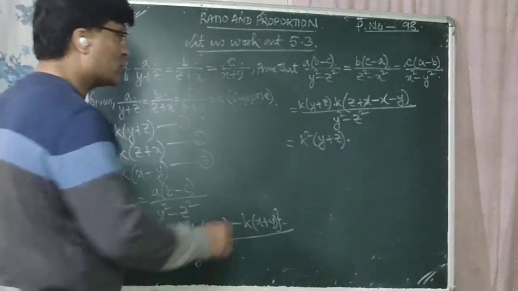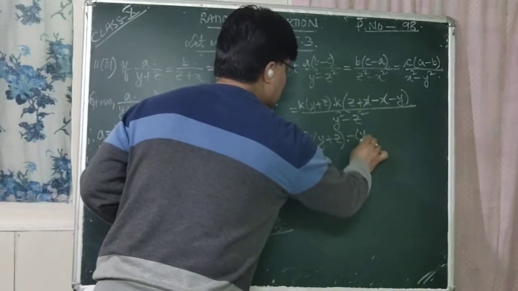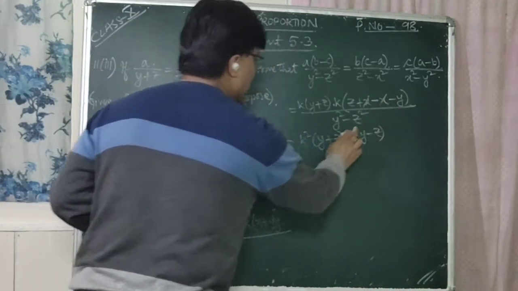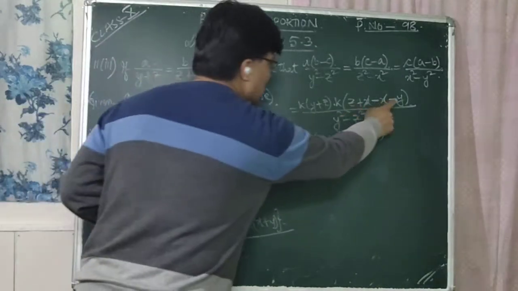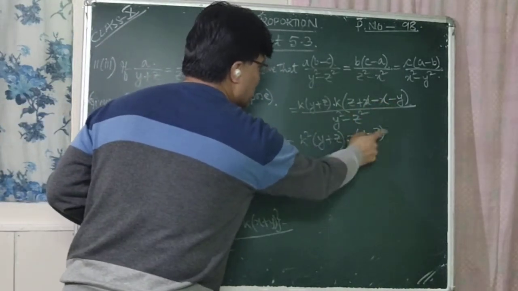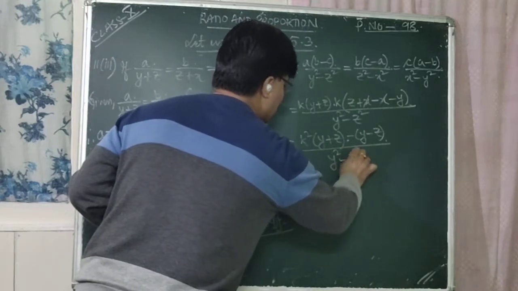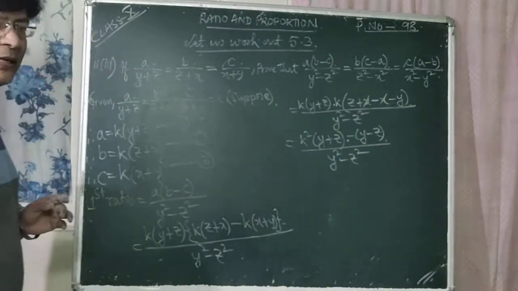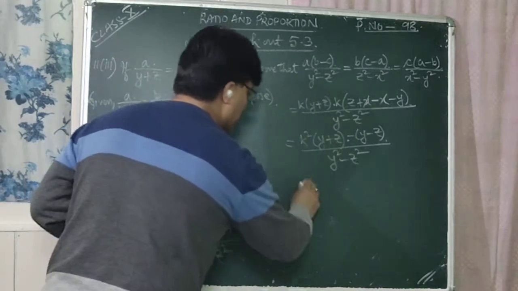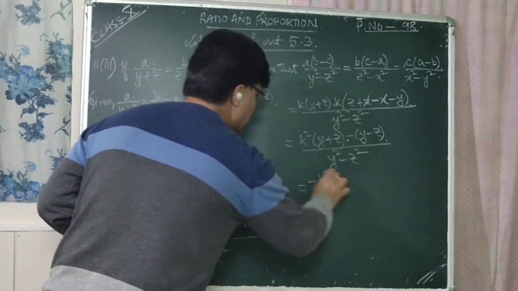So let us take minus common here. So minus y minus z. If minus is taken common here, it becomes plus y minus into plus minus z. Whole divided by, in the denominator, it is y square minus z square. Right? So minus comes in the front, minus k square into.